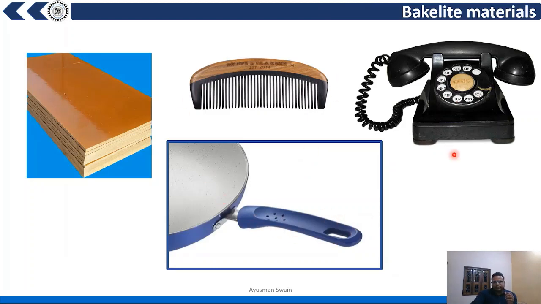The handles of utensils and this material, this is the phone, old kind of our landline phone, comb, and these are door seats. These are made up of what? Bakelite materials.